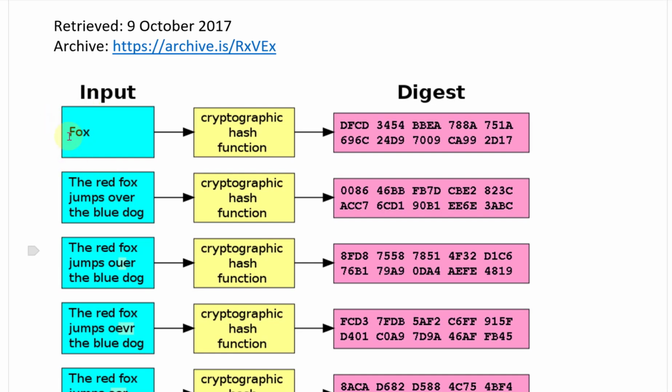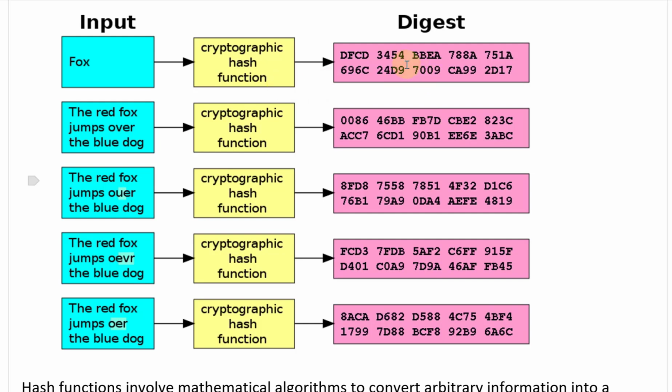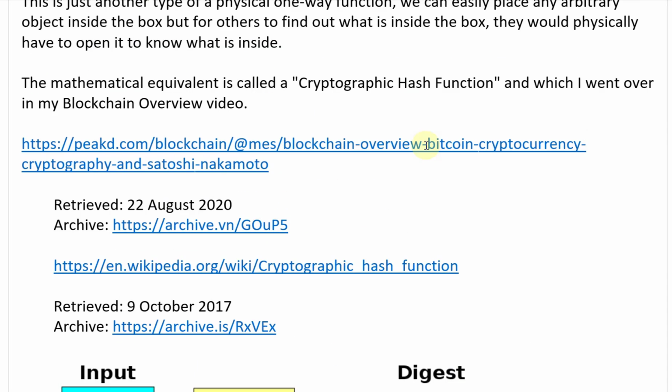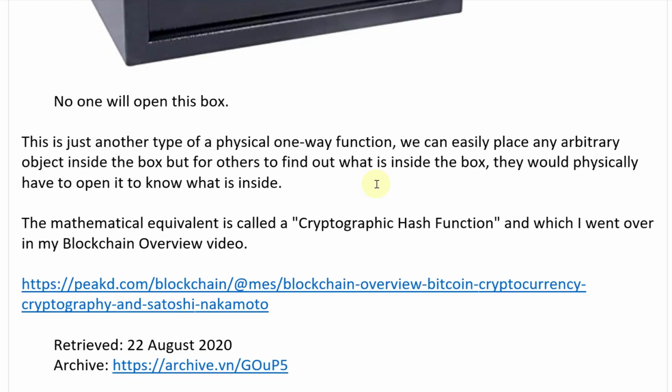So the input here, let's say you have a text like this, Fox, and then you throw this inside this one-way mathematical function, a cryptographic hash function, and what it gives is a string of letters and numbers. It's called the digest. So you throw this inside, you get this. This is pretty much like a safe box now. This is a mathematical one-way function where it is easy to throw any input, for example Fox, inside this function to get a random digest like this. But it is very, very hard to go this way, from the digest back to the input, to see what's inside. So it's equivalent to our physical safe box.